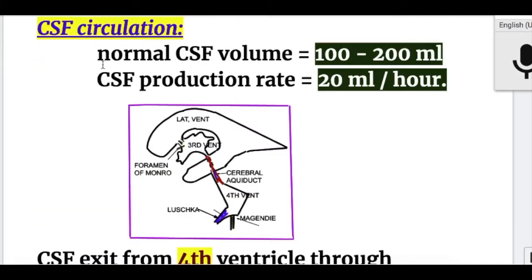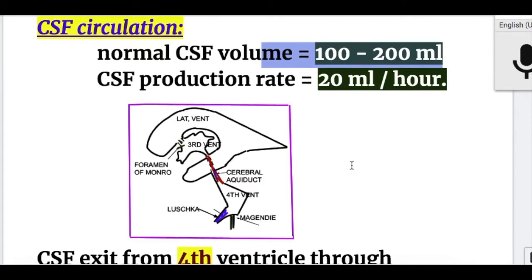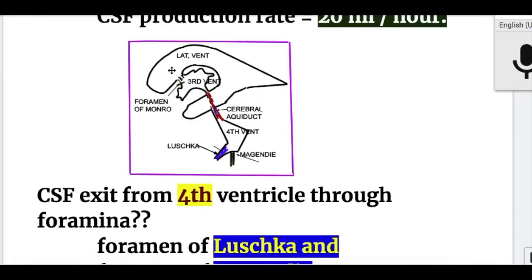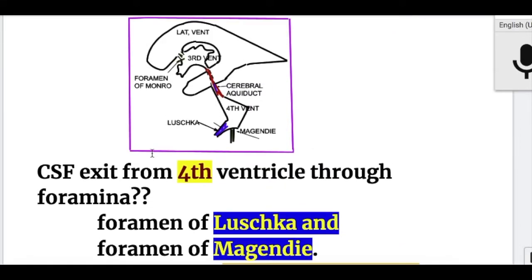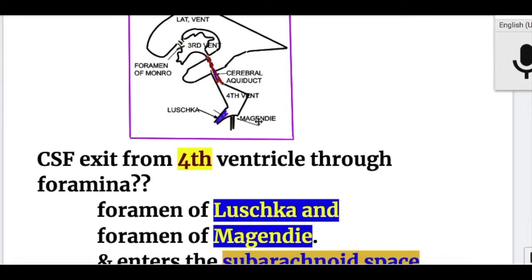Now CSF circulation. So what's the normal CSF volume? It's 100 to 200 ml and the production rate is 20 ml per hour. So 20 ml of CSF is produced every hour and the total volume is about 100 to 200 ml. So how does it pass out of the ventricles? The CSF exits from the fourth ventricle through the two foramina of Luschka and the foramen of Magendie.